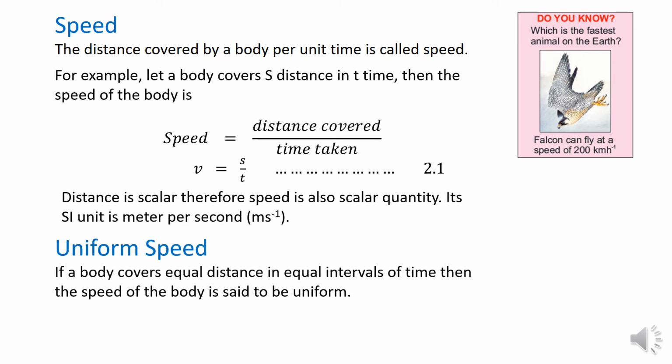Uniform speed. If a body covers equal distance in equal intervals of time, then the speed of the body is said to be uniform. For example, when a body is moving through a certain distance and its speed neither increases nor decreases, we can say that the speed of the body does not change. Then we say that the speed of the body is uniform.